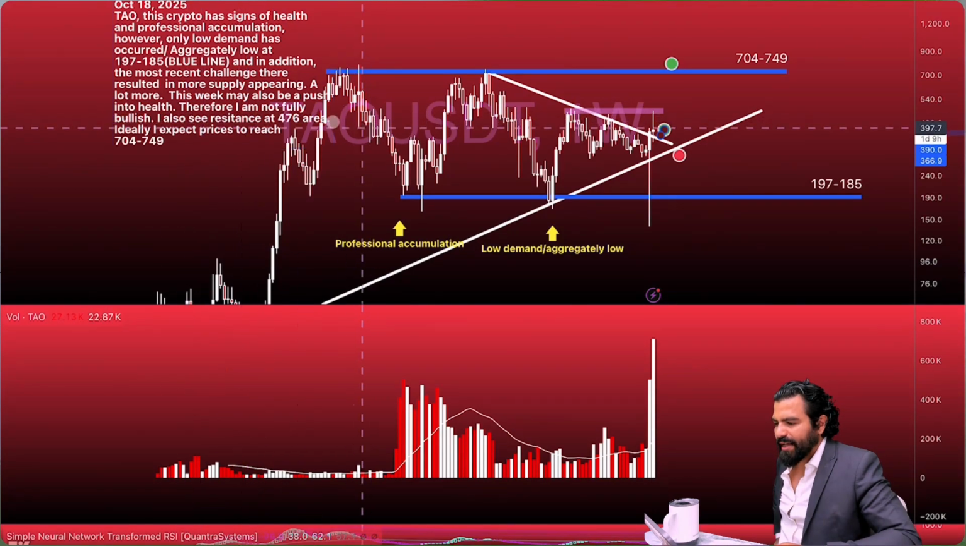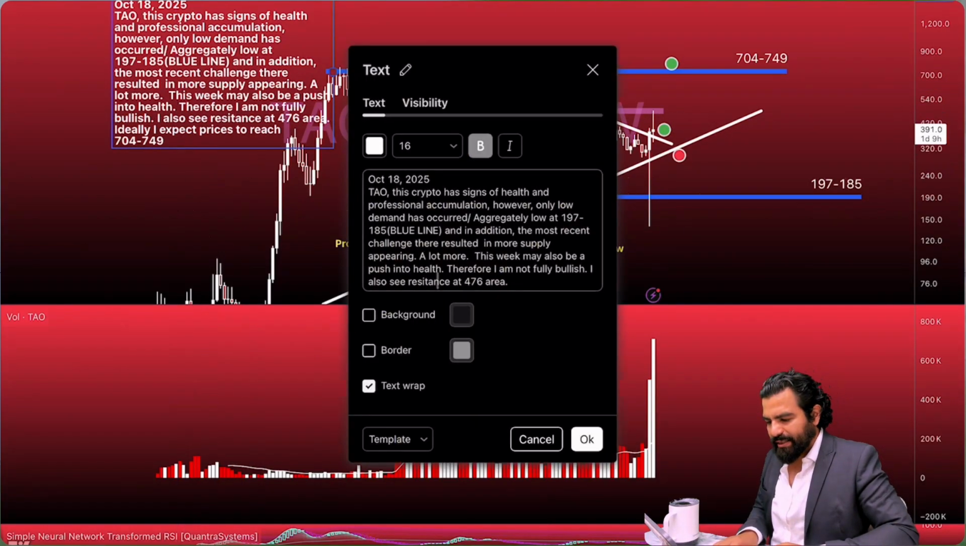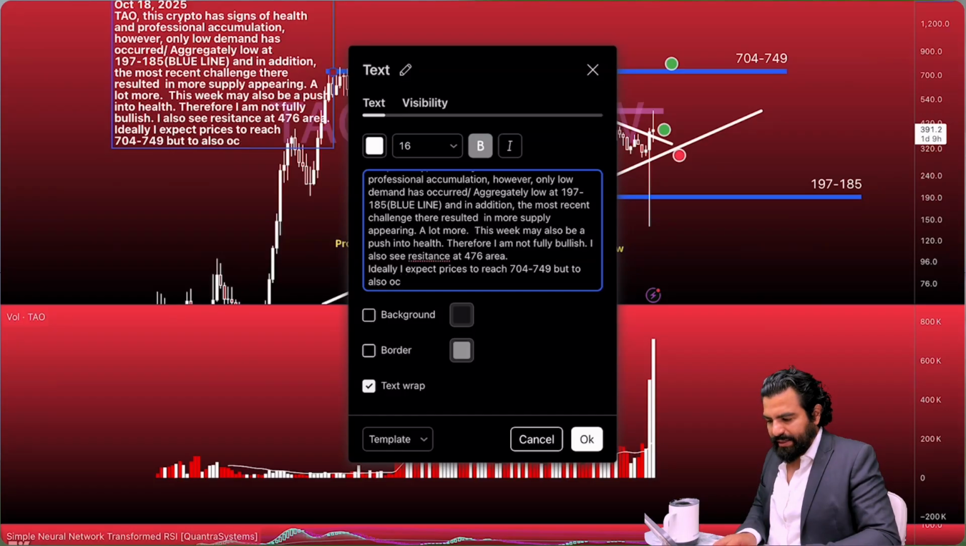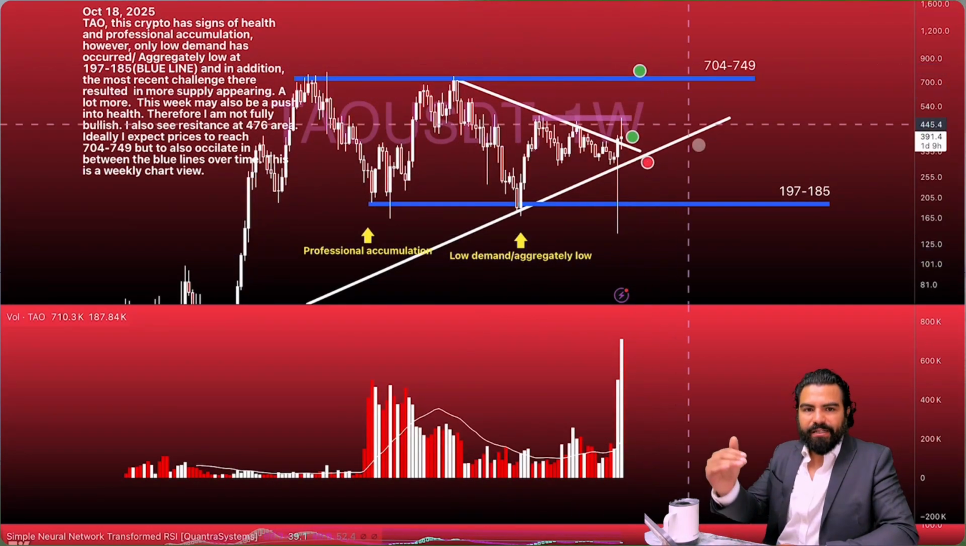I also see resistance at 476 area. Ideally, expect prices to reach 704, 749, but to oscillate in between. To oscillate means come down or move up in between the blue lines over time. This is a weekly chart view. That means that over the next year, it's possible we can play in here.